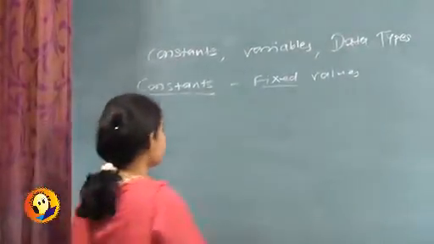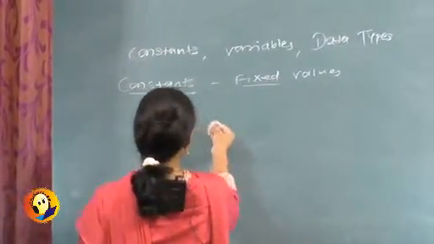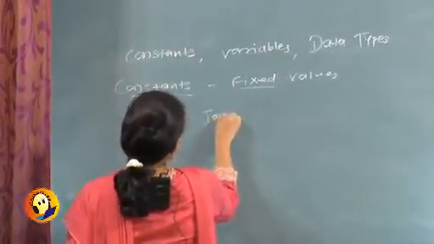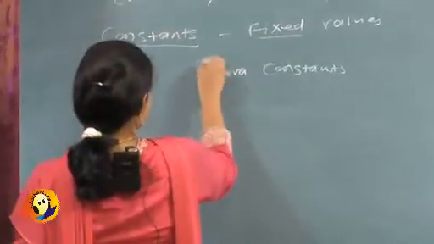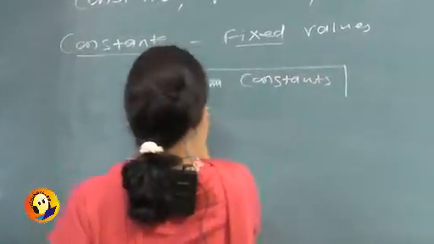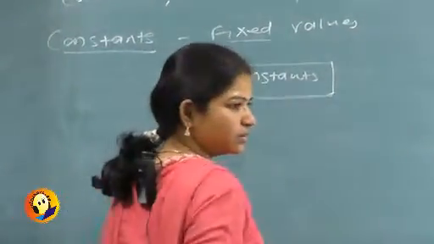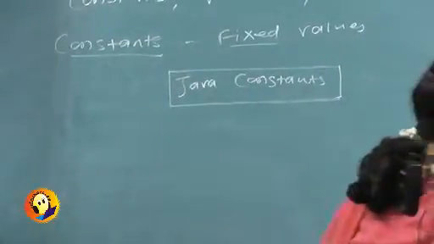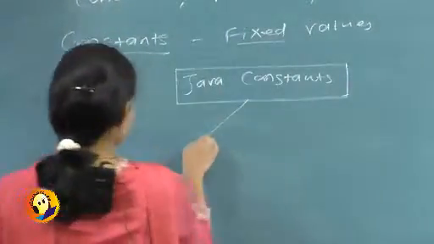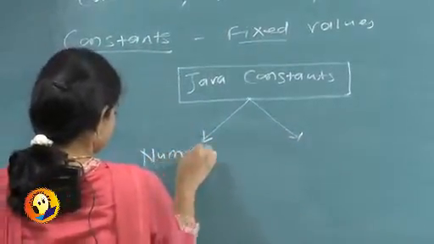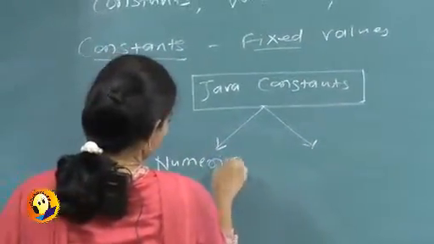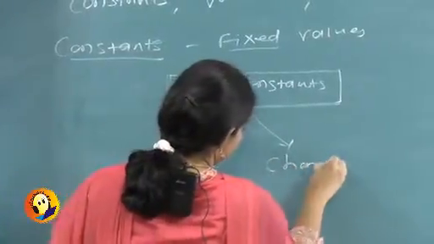So constants are mainly divided into three types. Java constants: numeric constants and character constants.